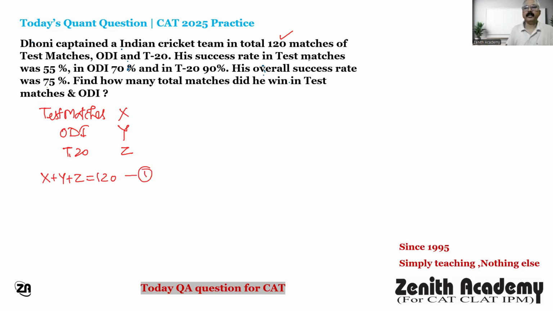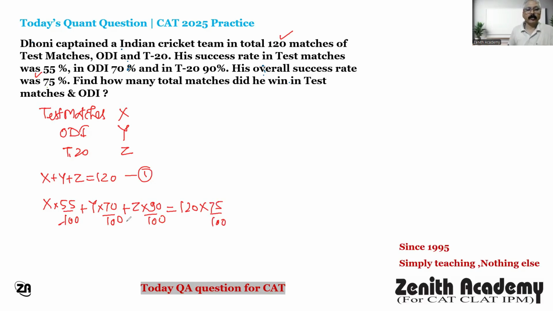Now his success rate in Test matches is 55%. So for X Test matches, it is 55% of X. And in ODI 70%, so for Y ODI matches, 70% of Y, plus 90% in T20, for Z T20 matches, so 90% of Z. This is the total number of victories, and his overall success rate is 75%. So the total number of victories is going to equal 75% of 120.